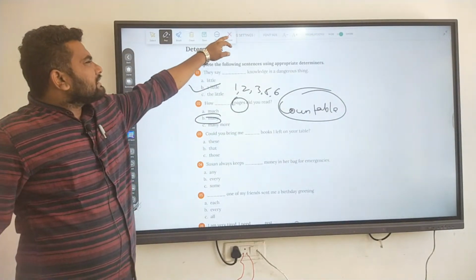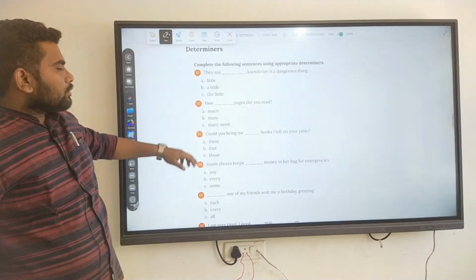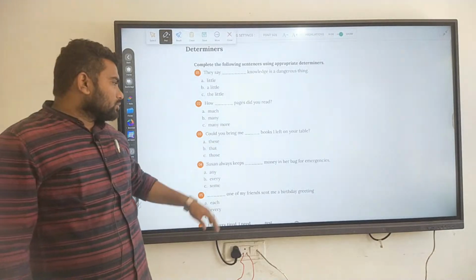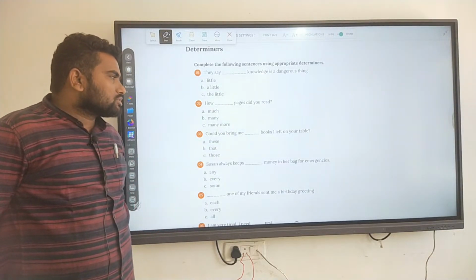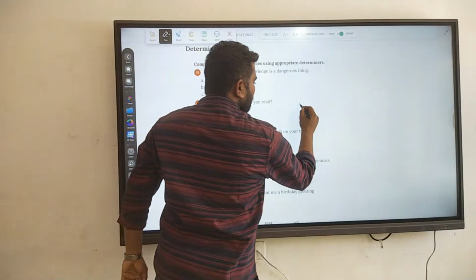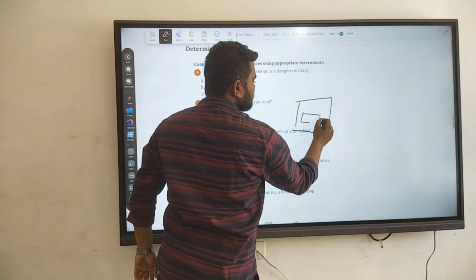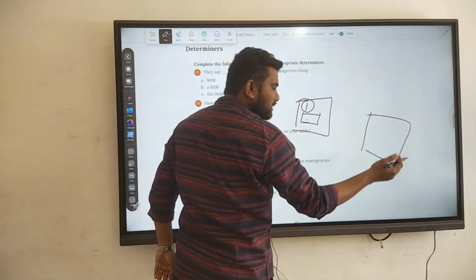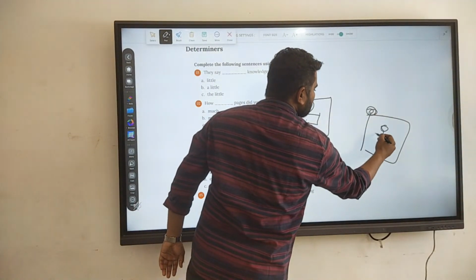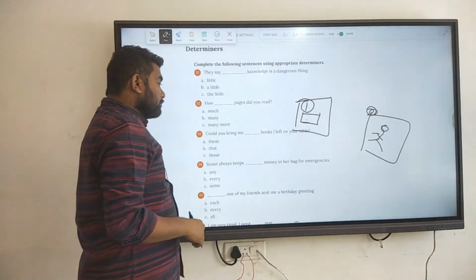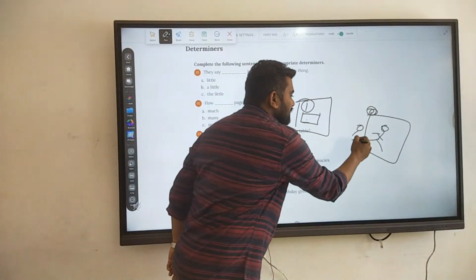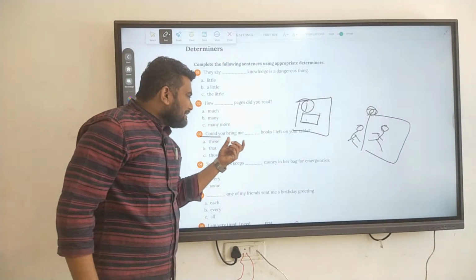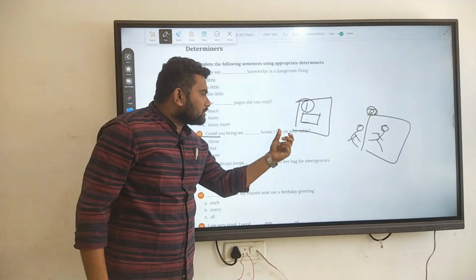The third question, could you bring me dash books I left on the table? Assume that here there is a table in room number 1, and here there is another room, room number 2, and a person is standing here, and see what he's asking. He is asking another person, and there is a word could with politeness. Could you bring me dash books I left on the table?